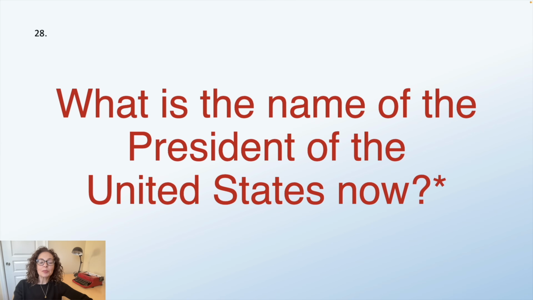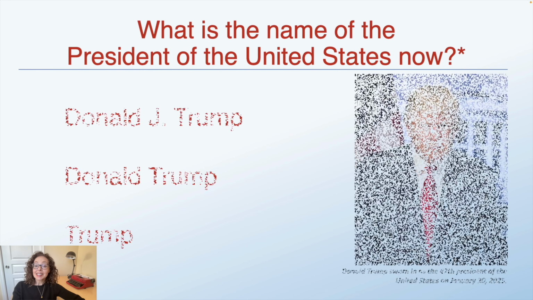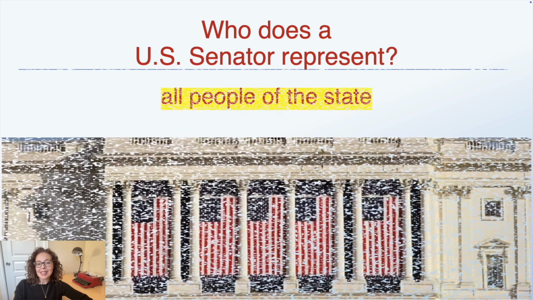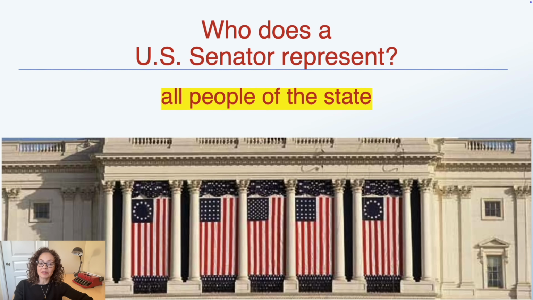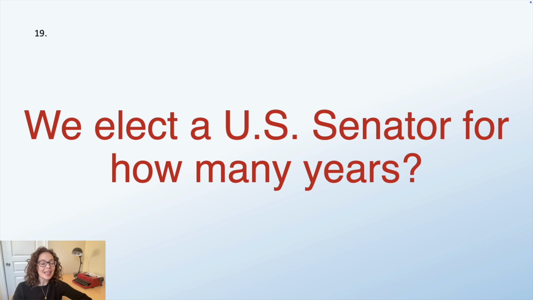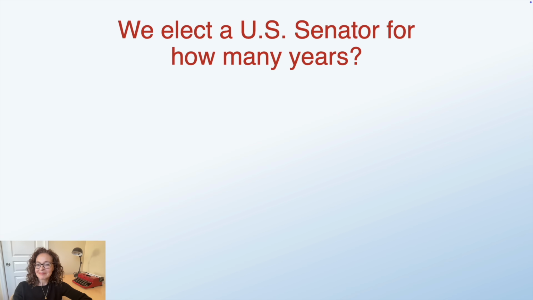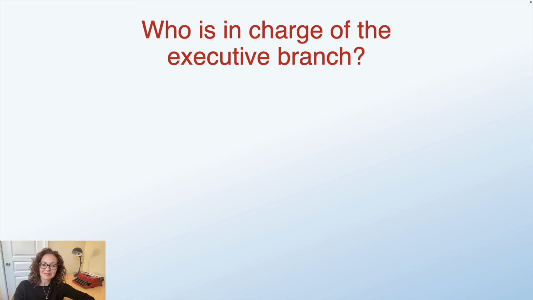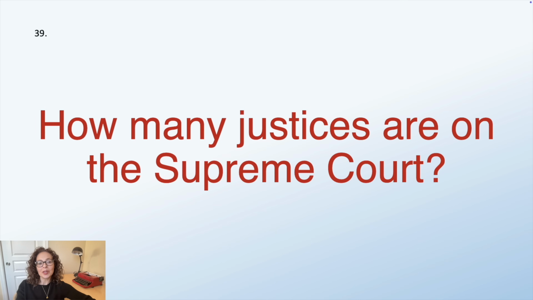What is the name of the President of the United States now? That is Donald Trump. Who does a U.S. Senator represent? The Senator represents all people of the state. We elect a U.S. Senator for how many years? 6. Who is in charge of the executive branch? The President.